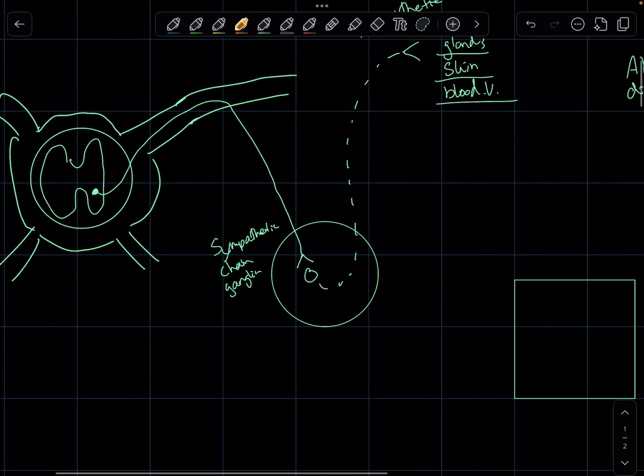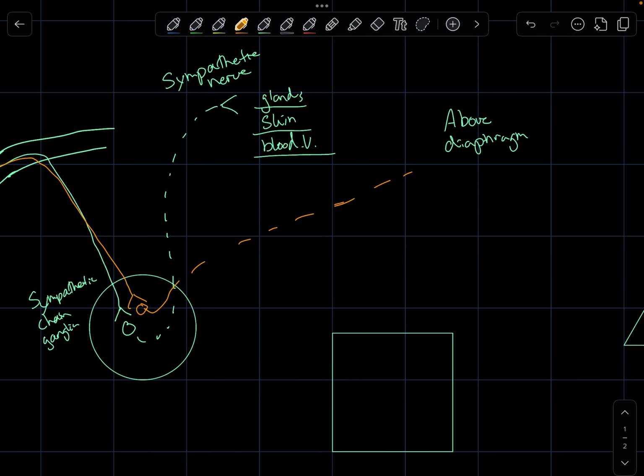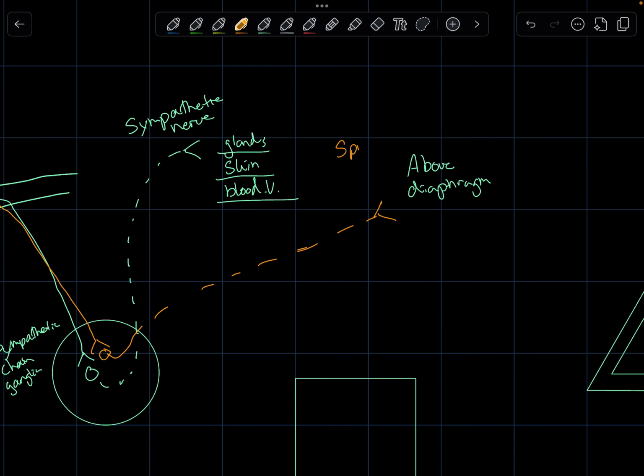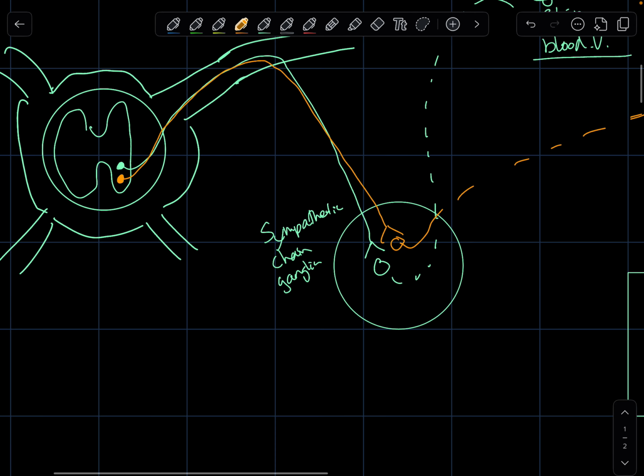And then we'll have another one. Comes from the dorsal root. It's going to synapse again here. Oh, and this dashed line means that it's not myelinated. And this turns into a spinal nerve. And these innervate anything above the diaphragm. Okay? Okay, and then we'll have another guy here.